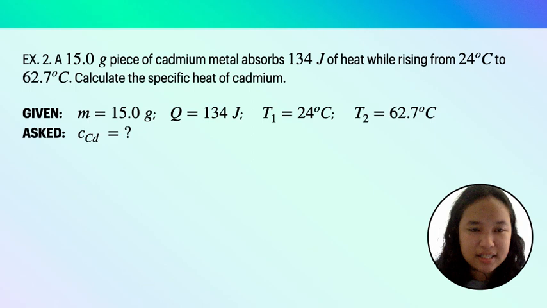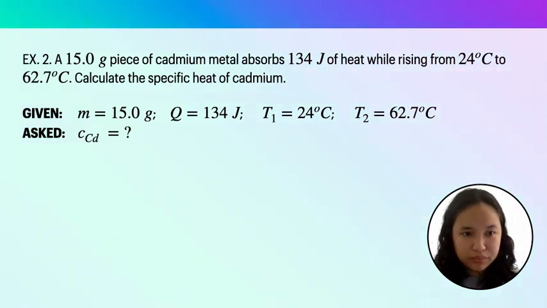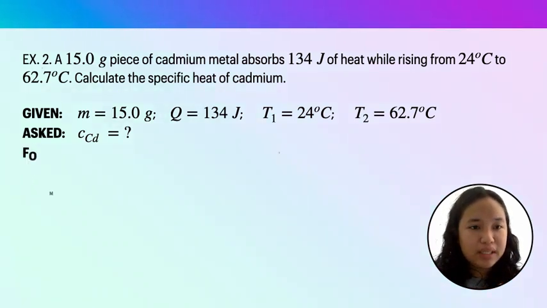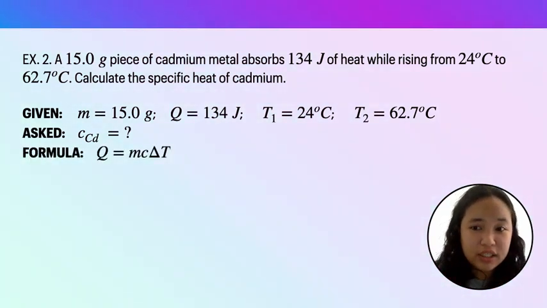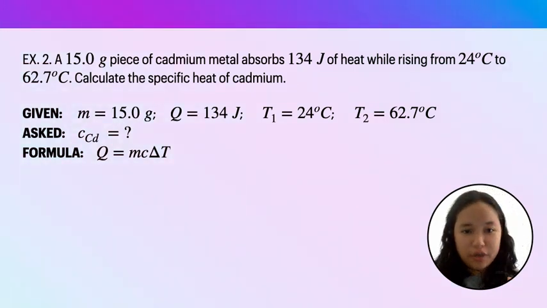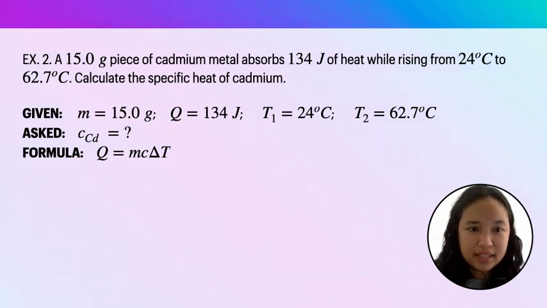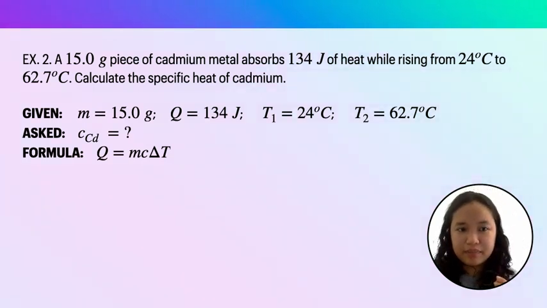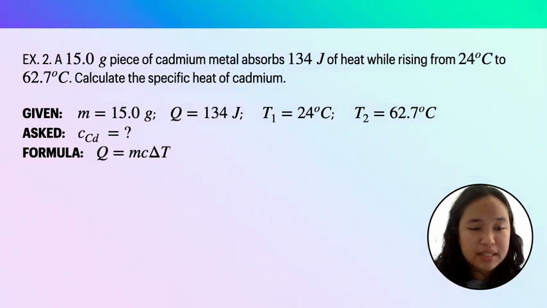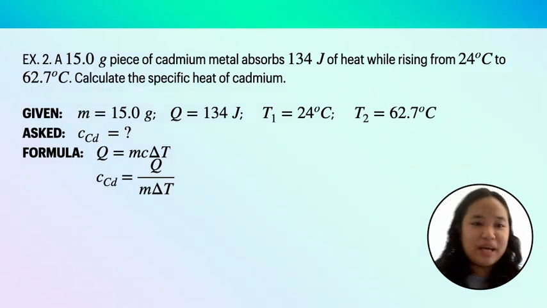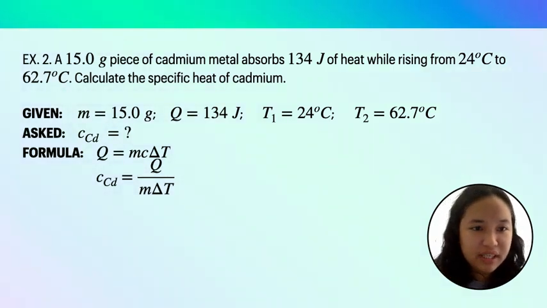Okay, so what is asked? What we are looking for is the specific heat of cadmium. Now, what is the formula? The original formula is Q equals mc delta T. Where we want to isolate c, so that c is the only one left on the other side, we have to divide both sides by m delta T. So now we have the specific heat of cadmium is equal to Q over m delta T. Okay?